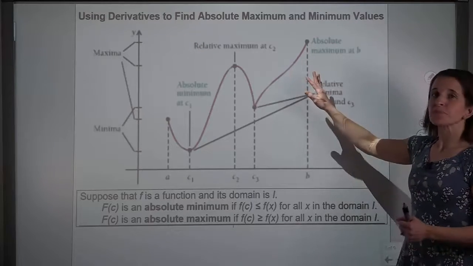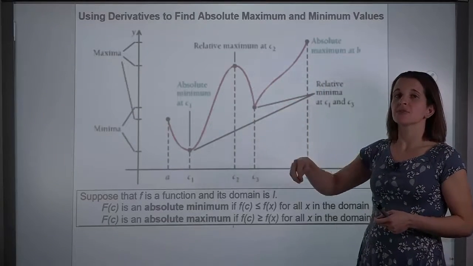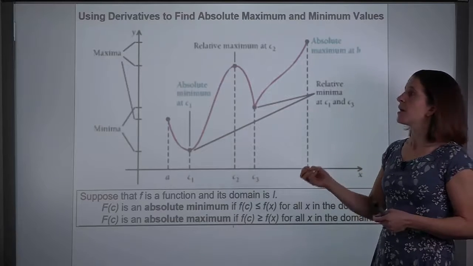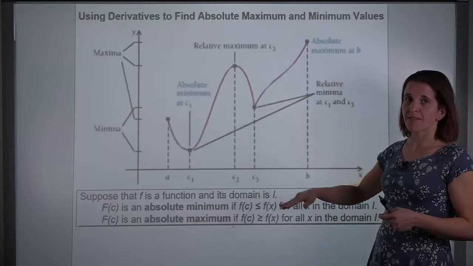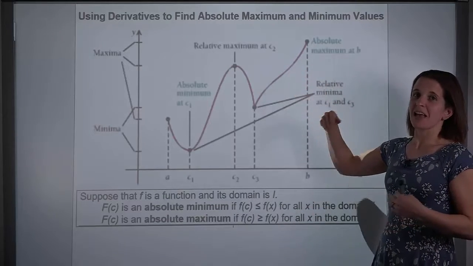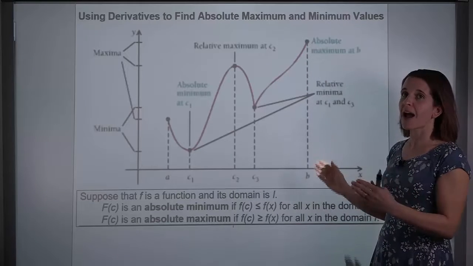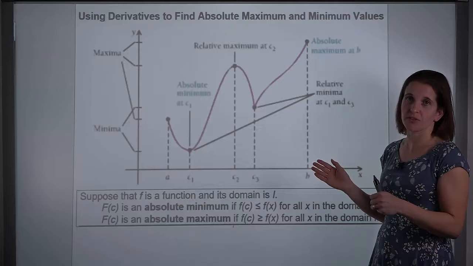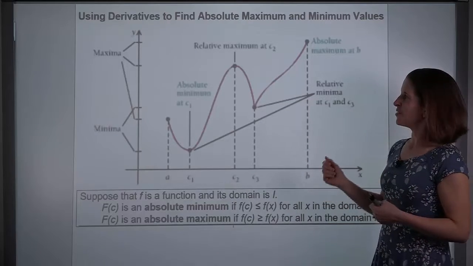So remember that a relative or local max or min is just the highest or lowest in a little interval. It does not have to be the highest or lowest on the entire graph, and we are talking about y values when we say maxes and mins. An absolute max is absolutely the highest on the entire graph, or the portion of the graph, the interval of the graph that you are given. And an absolute min is absolutely the lowest on the whole graph.